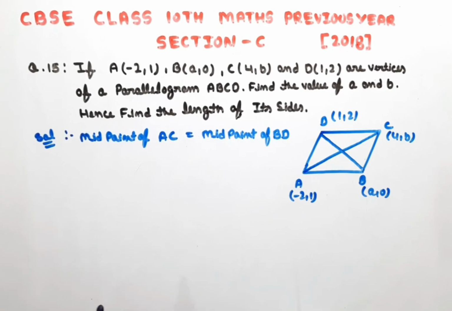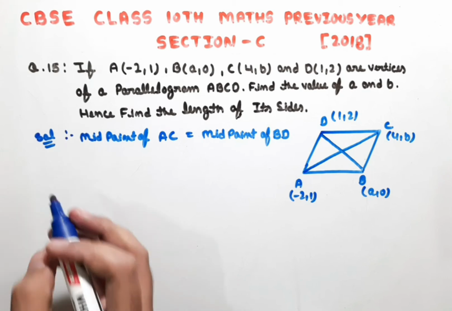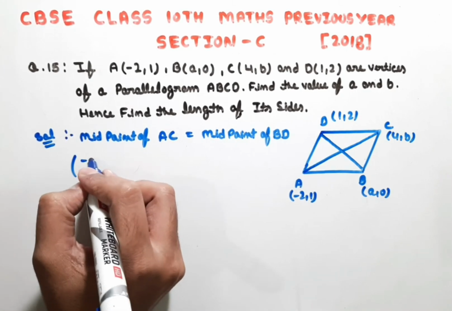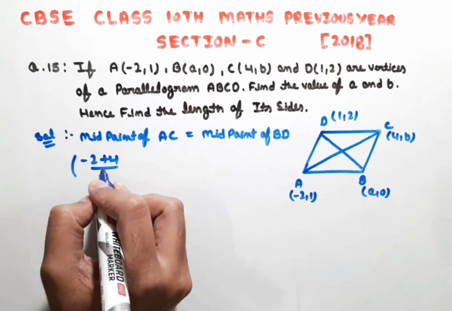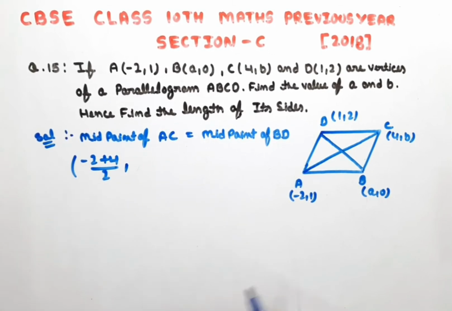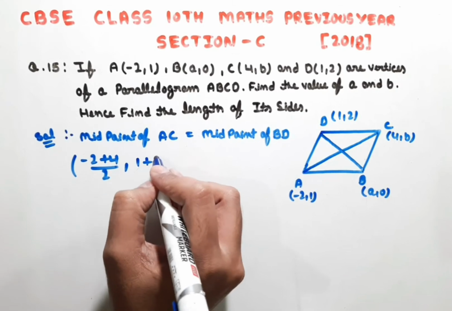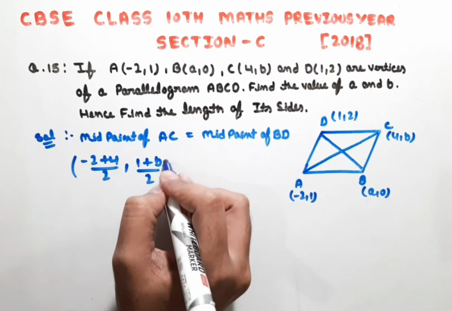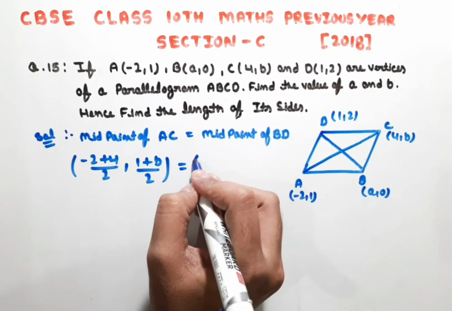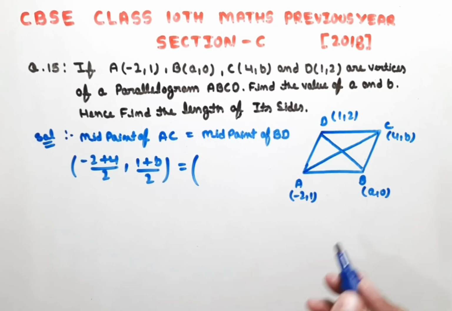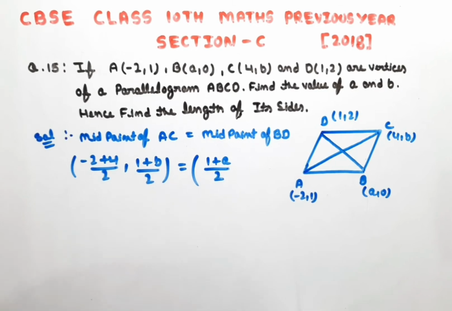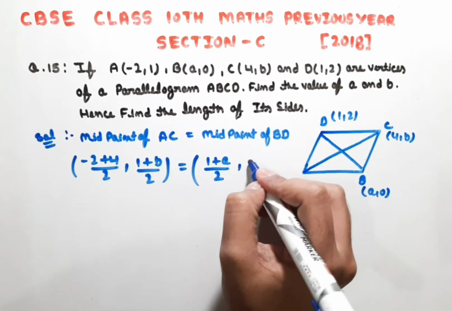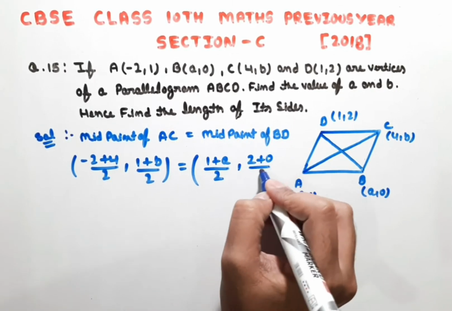So by the midpoint formula, the midpoint of AC will be minus 2 plus 4 upon 2, this is the x coordinate, and 1 plus b upon 2. Now the midpoint of BD will be 1 plus a upon 2 and 2 plus 0 upon 2.